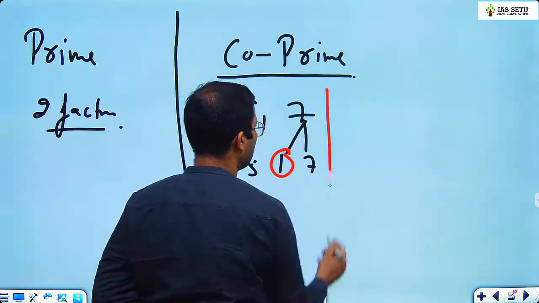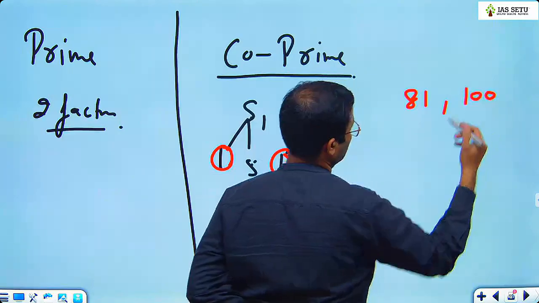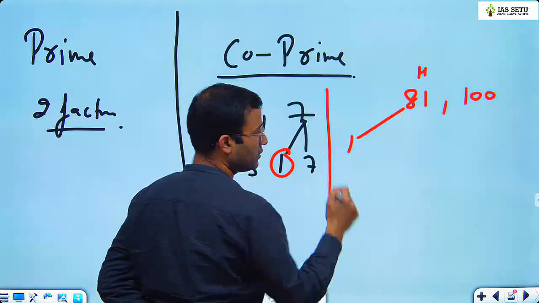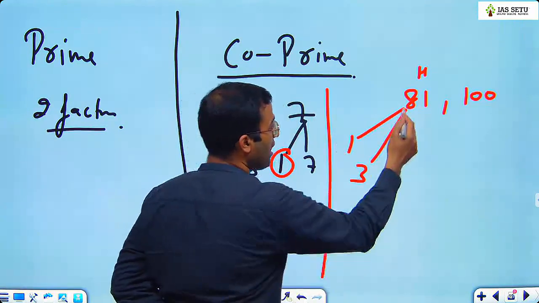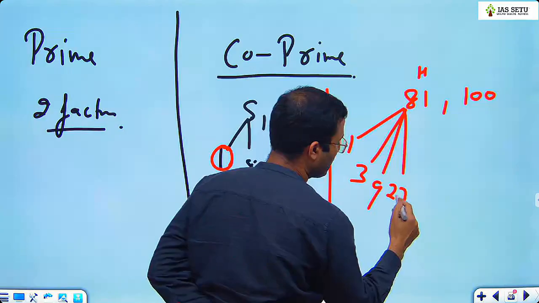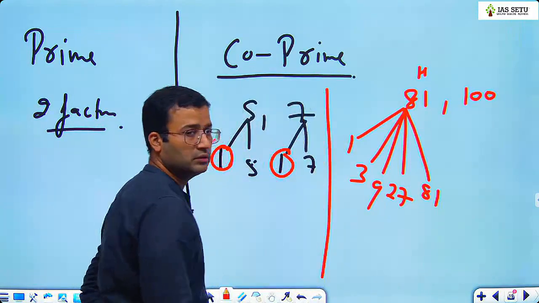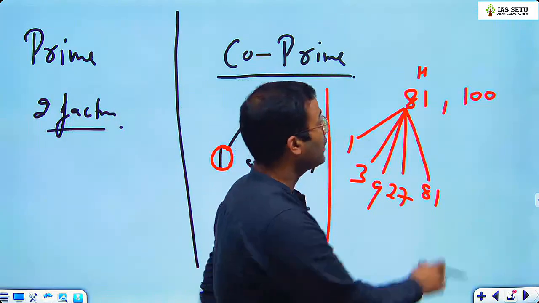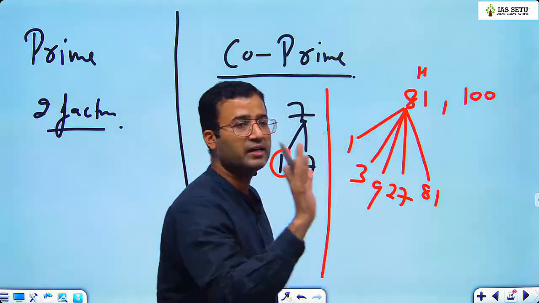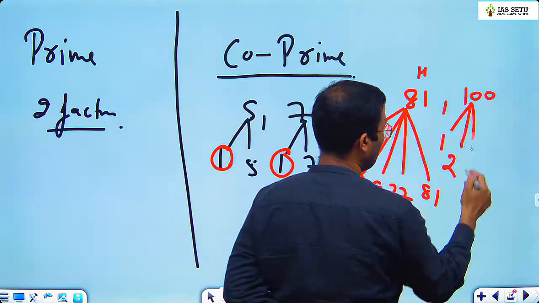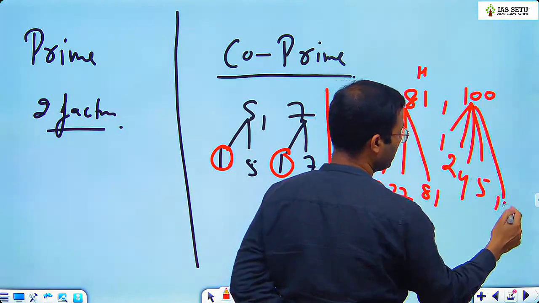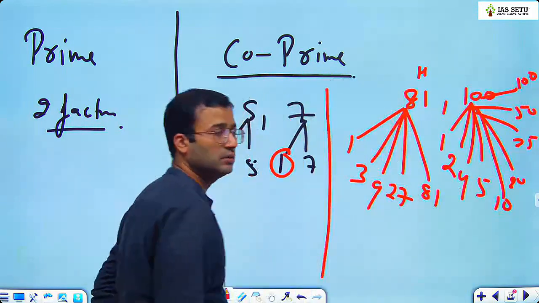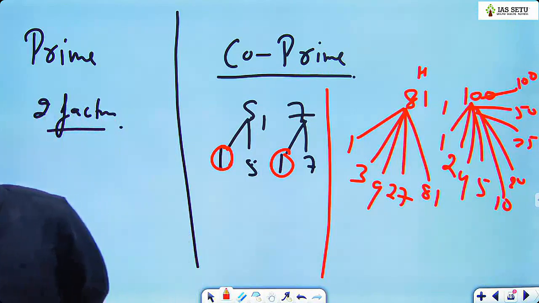But it can be a couple like 81 and 100. 81 is like the husband, having a relationship with 1, 3, 9, 27, and 81 also. Factors are like relations. So these are the relations of this husband. Then the wife says no problem, see my relationships with 1, 2, 4, 5, 10, 20, 25, 50, and 100. So in a prime there is a restriction on factors.